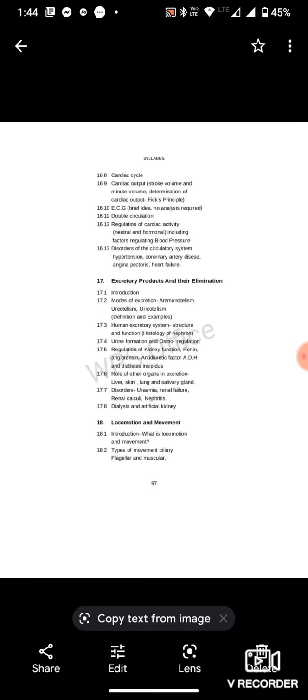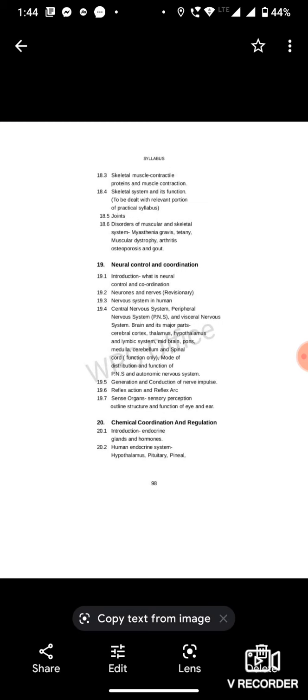Locomotion and movement. And there is introduction of locomotion and movement. There are many movements, ciliary, flagellar, muscular movement. Skeletal muscles, contractile protein and muscle contraction, skeletal muscle system and function, joints, different types of joints. There are disorders about muscular and skeletal system.